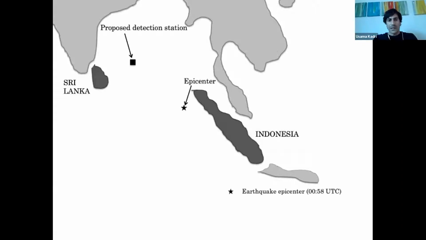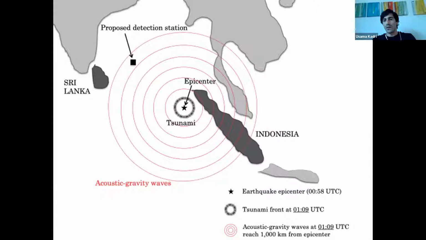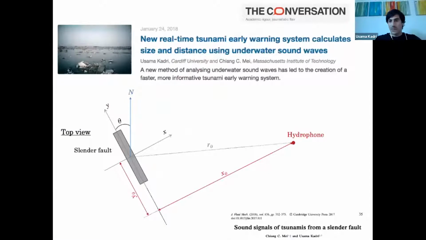If you have an earthquake and you have the tsunami front, the acoustic gravity waves travel much faster. So if you have this hydrophone located within a radius of, say, 1,000 kilometers, then you might be able to use that for an early warning system. However, in order to do that, you need to analyze the scenario almost in real time. And for that, we first developed a cylinder fold approach. So we look at the fold as a cylinder, and that helps us develop a closed form solution, which is analytical.